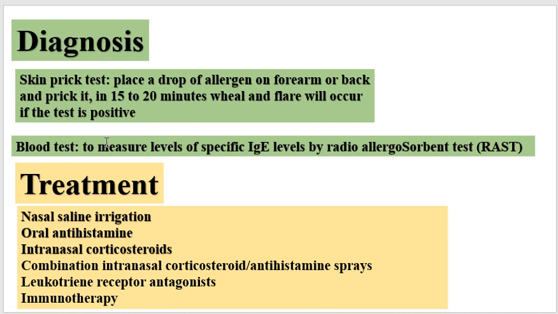Treatment of allergic rhinitis includes nasal saline irrigation, oral antihistamine, intranasal corticosteroids, combination intranasal corticosteroid antihistamine sprays, leukotriene receptor antagonist, and immunotherapy.